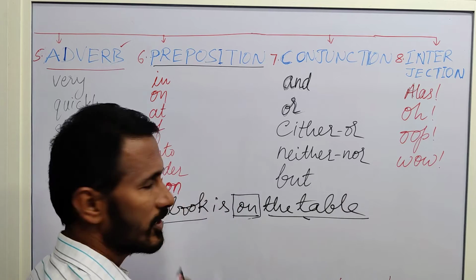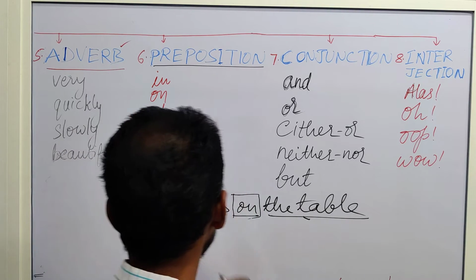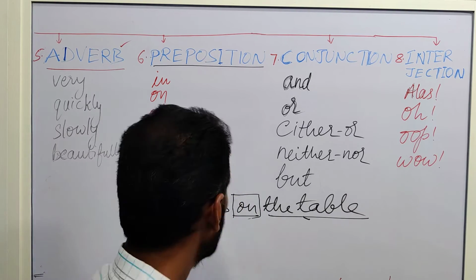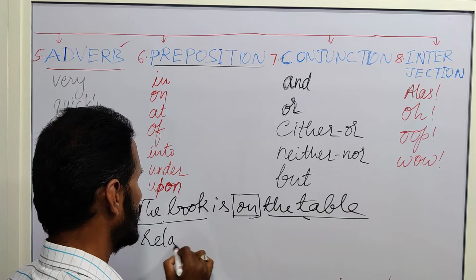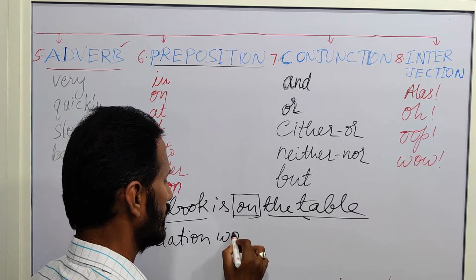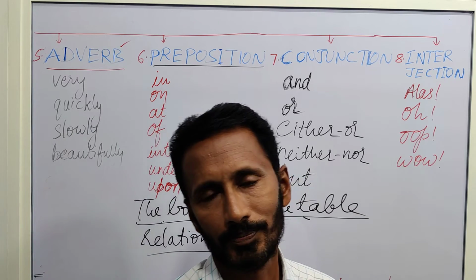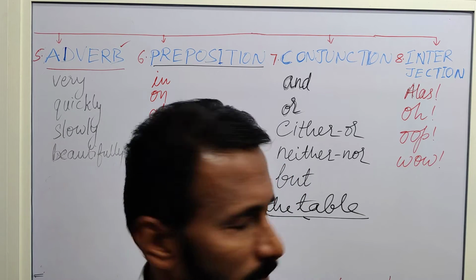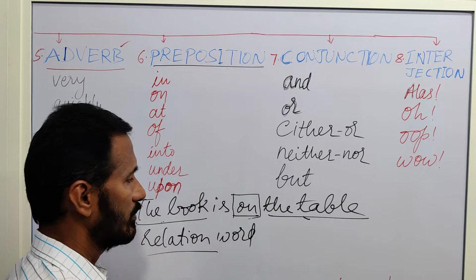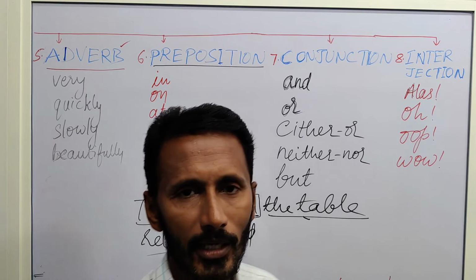So in a nutshell, simply we can say that a preposition is a relation word. Just as we have been saying that a noun is a naming word and a verb is an action word, in the same manner this preposition can be said to be a relation word.